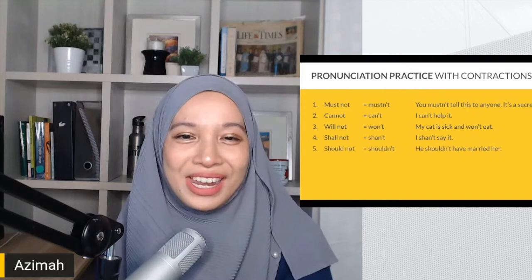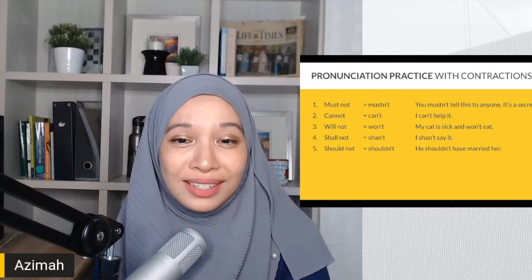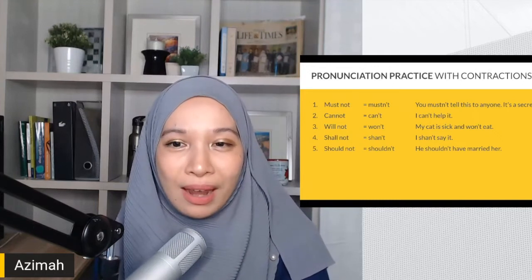Number 4, shall not. This is a difficult one because the pronunciation is strange. SHAN apostrophe T. So it's shan't. I shan't say it. That's a difficult one. All right. Number 5, should not. Check out the spelling. SHOULD and apostrophe T. Shouldn't. He shouldn't have married her.